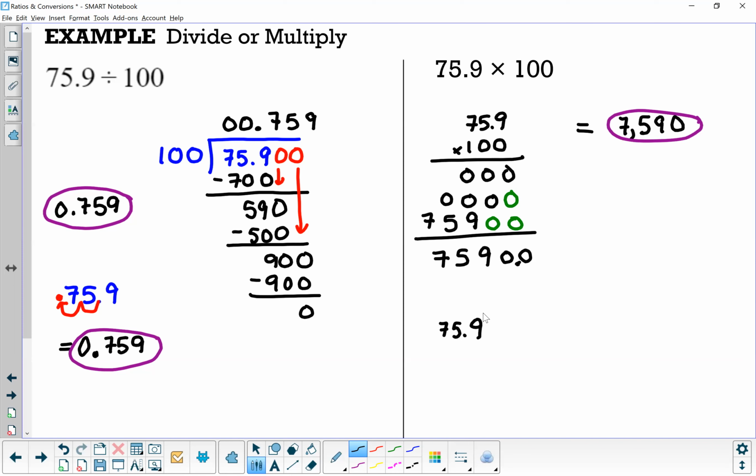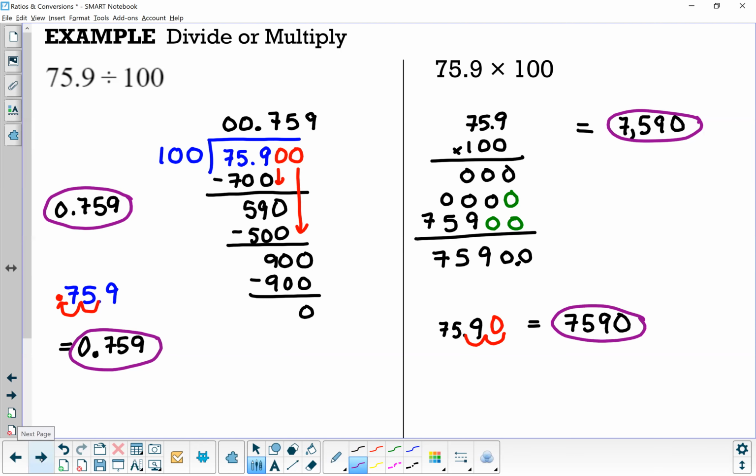Okay, so again, let's try the shortcut. 75.9. This time, since we're multiplying by multiples of 10, we're going to move the decimal place to the right. And since it's 100, we're shifting 2 spaces to the right. So we have 1, 2. We would add in a 0 there. So you can see again, if you employ that trick of just shifting the decimal point, you would get the same answer.